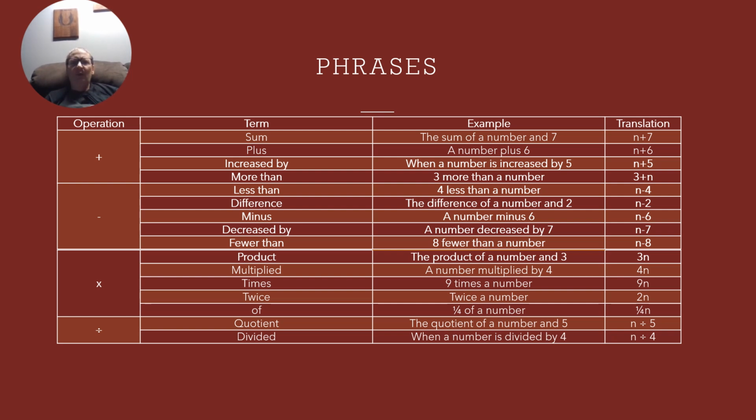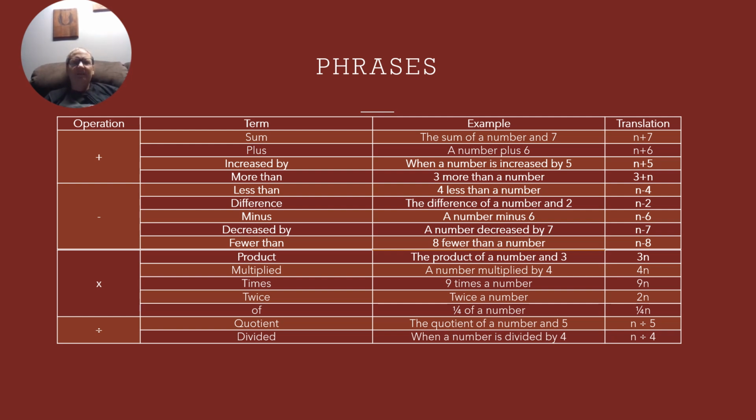Difference is in the normal order. The difference of a number and 2 is n minus 2. Minus is also normal order. A number minus 6 is n minus 6. Decreased by is normal order. A number decreased by 7, n minus 7. Fewer than, 8 fewer than a number, is backwards, just like less than. So fewer than and less than are the backwards ones. So very important that you understand that.